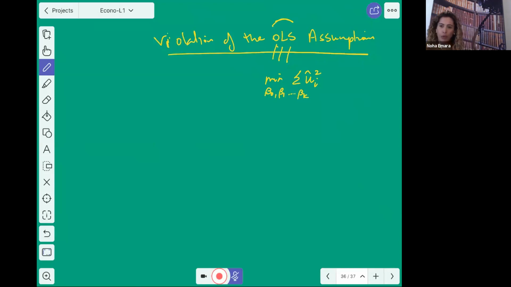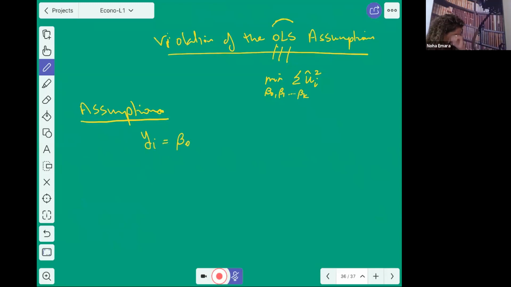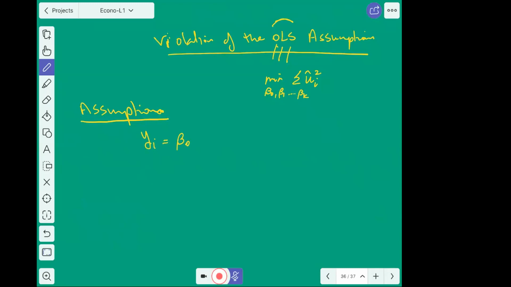And before we talk about the violation, I'm going first to go over the assumptions. So what are the assumptions? The OLS assumptions are mainly 4. If I have a model like this, yi is equal to beta naught. Does anyone have any problem with the color yellow on a green background? No, I'm fine. If anyone has any problem, let me know. I can change it to black. Okay, so you're not saying anything? I assume that you're fine.